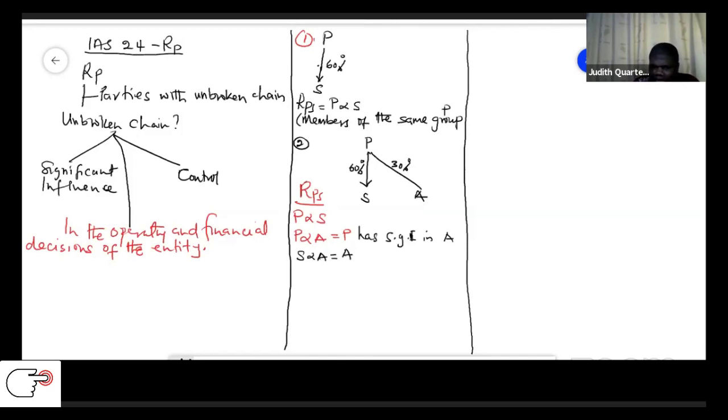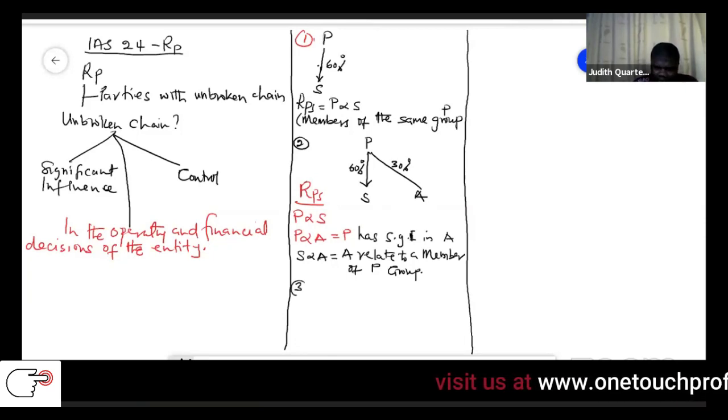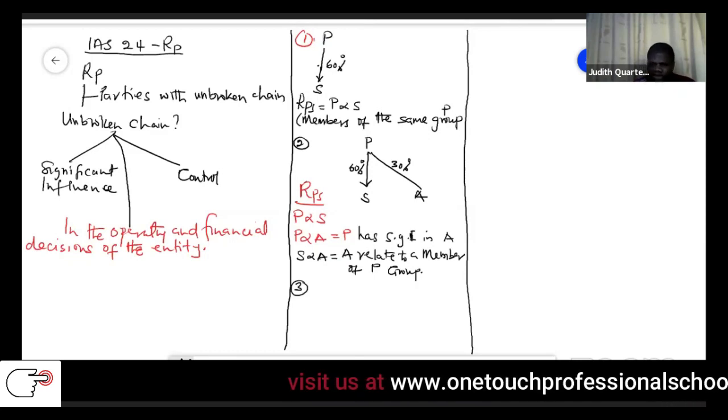A relates to a member of P group. Once A relates to a member of P group, and we know S is a member of P group, then all the members of P group here are related parties to A. Take note.